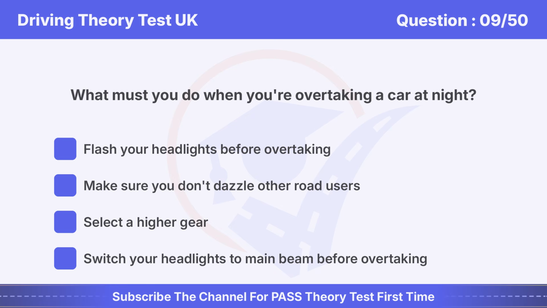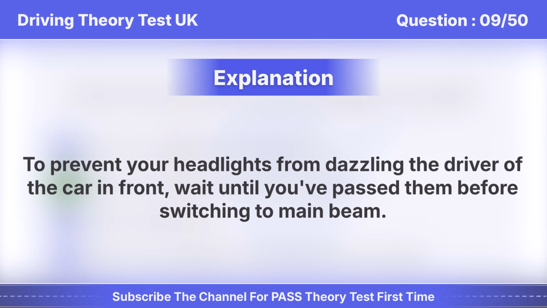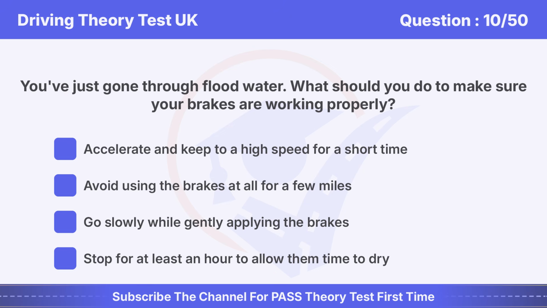Question 9. What must you do when you're overtaking a car at night? Answer is B. Make sure you don't dazzle other road users. To prevent your headlights from dazzling the driver of the car in front, wait until you've passed them before switching to main beam.